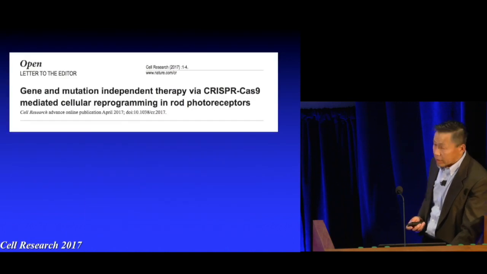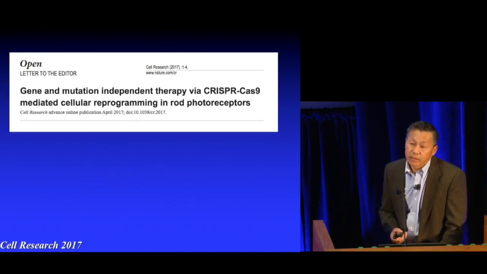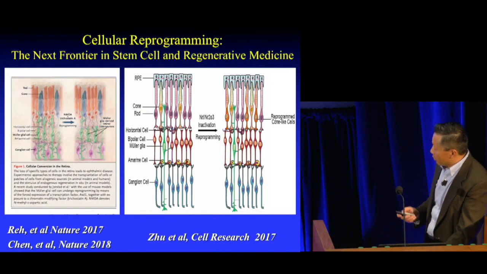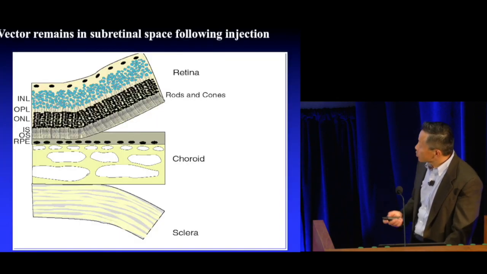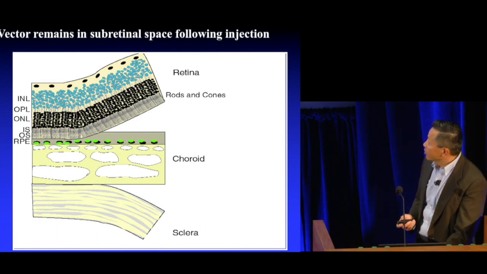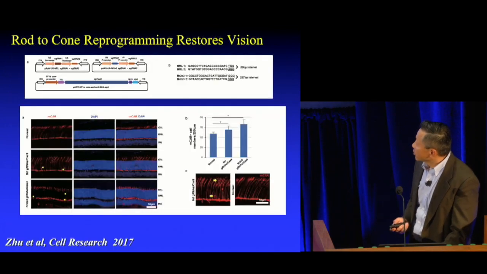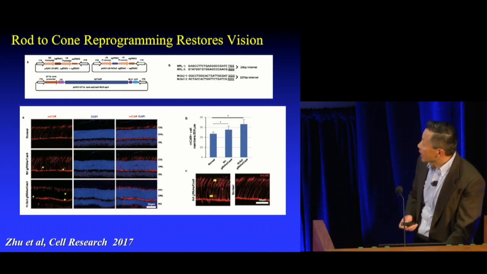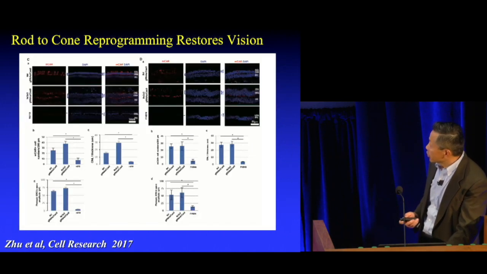What I want to tell you about is a further improvement of this technology, a gene and mutation-independent pathway, which is switching rods to cones. Again, we use this strategy with AAV virus injected into the subretinal space to switch the rods to cones. What we have shown in this paper is that we were able to switch several hundreds of thousands of rods to cones, and that is sufficient to rescue vision, as shown by electrophysiology, by visual function, and also by histology.